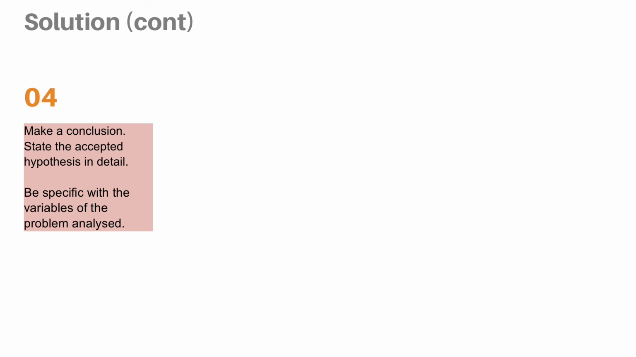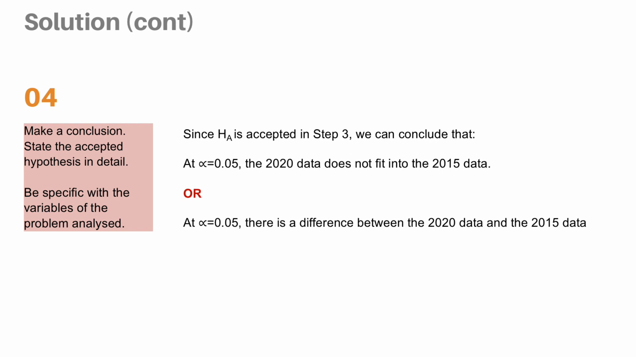In the fourth step, we have to make a conclusion, whereby we have to state the accepted hypothesis in detail. Since we accept the alternative hypothesis in step 3, we can conclude that at alpha equal to 0.05, the 2020 data does not fit into the 2015 data, or we can also say at alpha equal to 0.05, there is a difference between the 2020 data and the 2015 data. So that wraps up the 4 steps that we need to perform in order to analyze a non-parametric question using goodness of fit test.